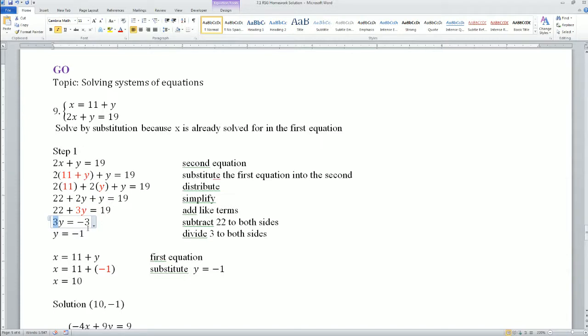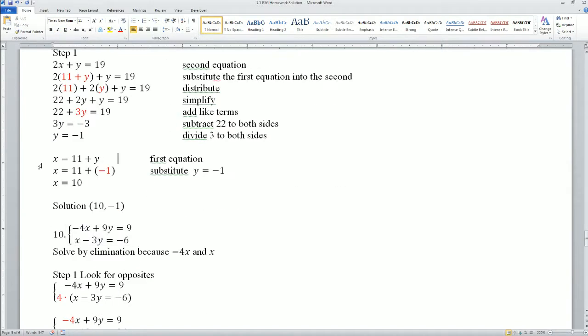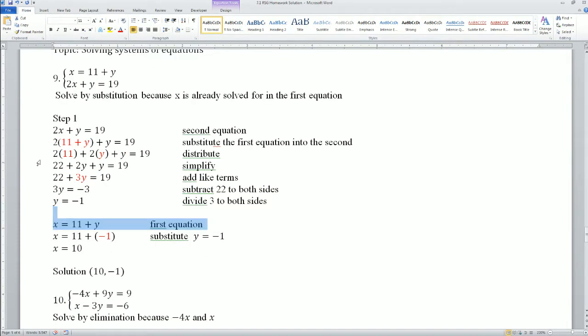We're not done. Solutions to systems of equations must be in ordered pair form. So, here's my first equation. Again, you can use the first or second equation, either one. I'm going to use the first equation because x is already solved for. Y becomes negative 1 because that's what we just solved for. 11 plus negative 1 is x equals 10. My solution in ordered pair format is 10, comma, negative 1. That is my solution to this system.